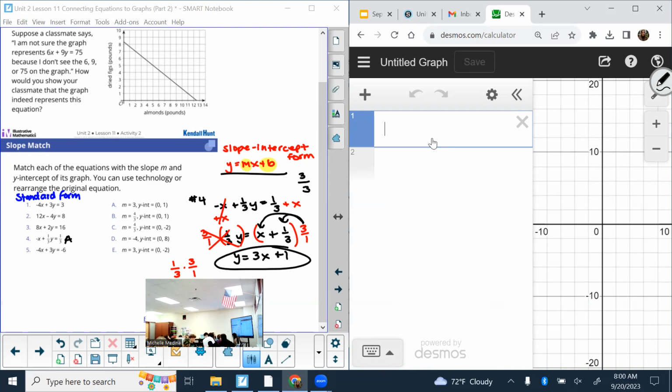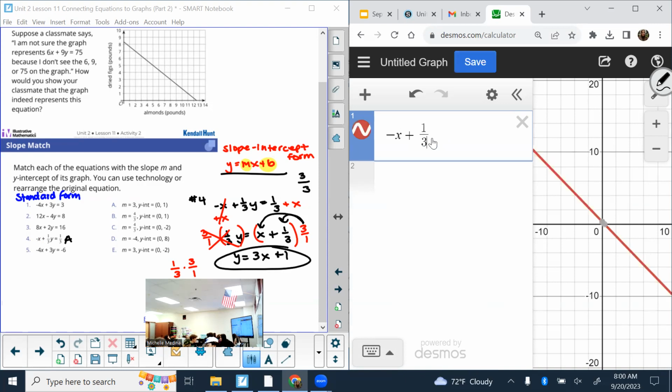Do I need to rearrange it in order to graph it? No, that's the good thing about it. I don't have to rearrange it. In some of your graphing calculators, you might have to, but in Desmos, you don't. So I'm typing in number 4 exactly how it looks. If you don't know how to make it look like that, ask me and I can show you.